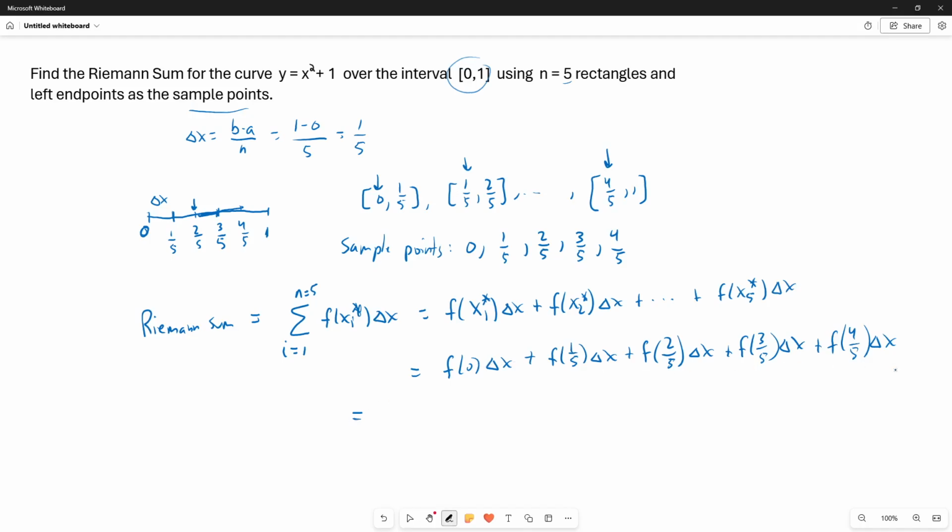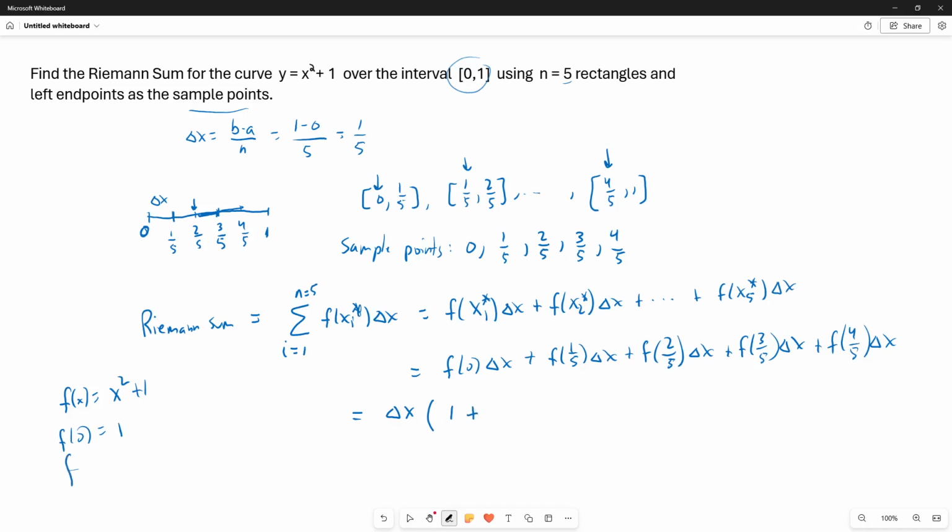And we can factor delta x out of this. The Riemann sum will just calculate the values of the function and multiply them by delta x. So delta x times... And now f of 0, we have to break out our function here. So f of x is x squared plus 1. f of 0 is 0 squared plus 1, which is 1.